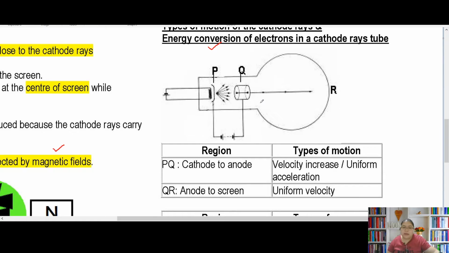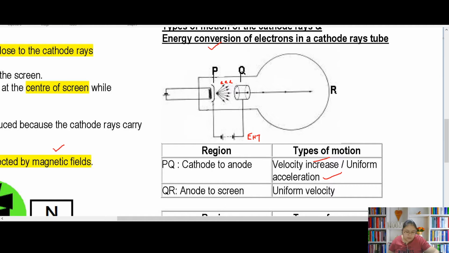Let's see the parts separated by P, Q, R. PQ is cathode to anode. How about the motion? Cathode to anode must be accelerated, is it? Because you join the EHT. Here is the EHT. So the electron here must be very fast. From P to Q, they move fast. The electron moves very fast, so I can say there's a velocity increase, or you say uniform acceleration.